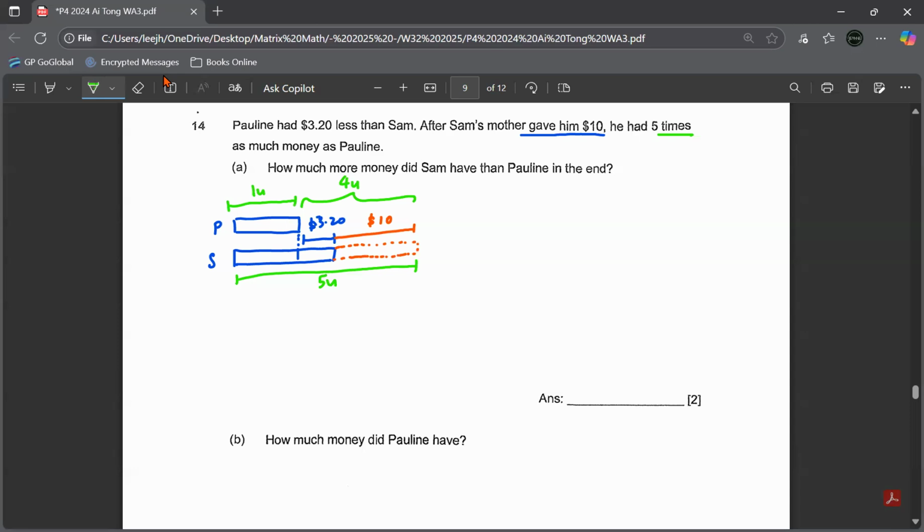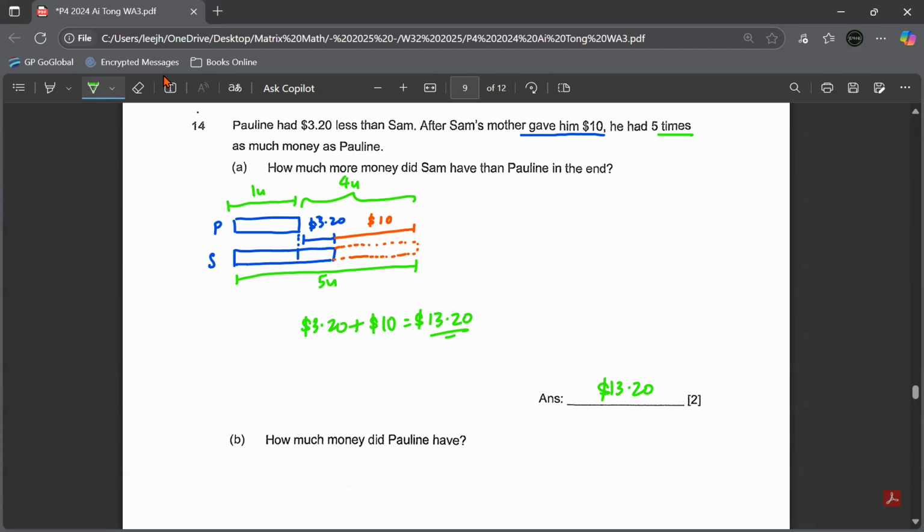At first, Pauline got 3.20 less, which makes Sam 3.20 more. After the mother gave him $10, he will have even more money than Pauline. So how much more? You just take 3.20 plus 10. Answer is $13.20 more. So when you draw a model, you can see. Okay. Now B, how much money did Pauline have?